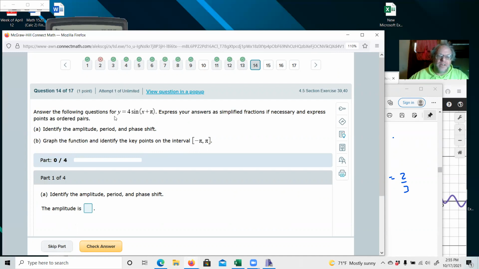So for the following questions, for y is equal to 4 sine x plus pi, express your answers as simplified fractions, and put in ordered pairs. So remember that for me, ordered pairs. Okay, graph the function and its key points on the interval from negative pi to positive pi. Identify the amplitude, period, and phase shift.